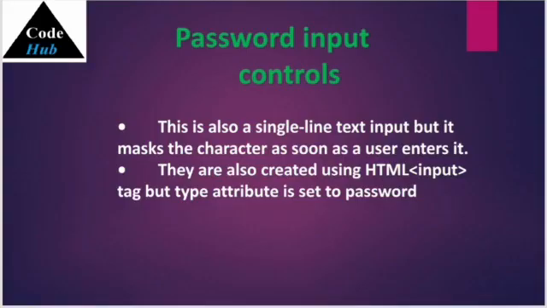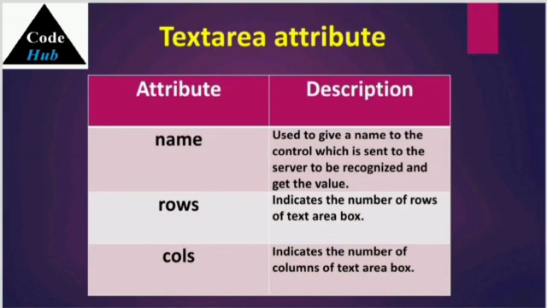Next is password input control. This is also a single line text input, but it masks the characters as soon as the user enters them. They are also created using the HTML input tag, but the type attribute is set to password. Let's know about the attributes. Name, used to give a name to the control which is sent to the server to be recognized and get the value. Second is rows, which indicates the number of rows of the text area box. Third is cols, which indicates the number of columns of the text area.